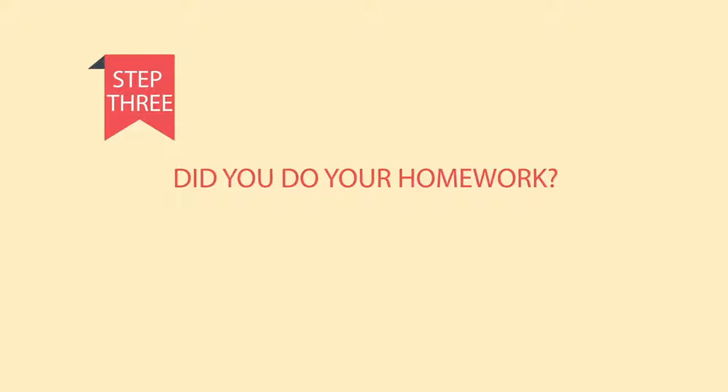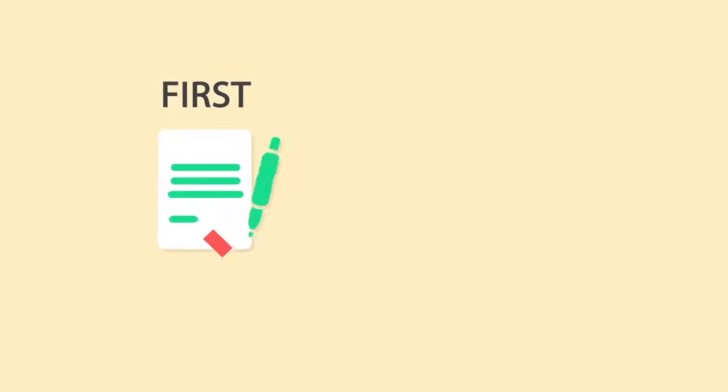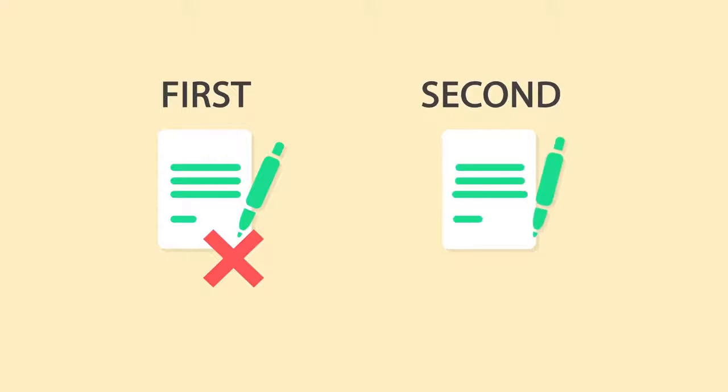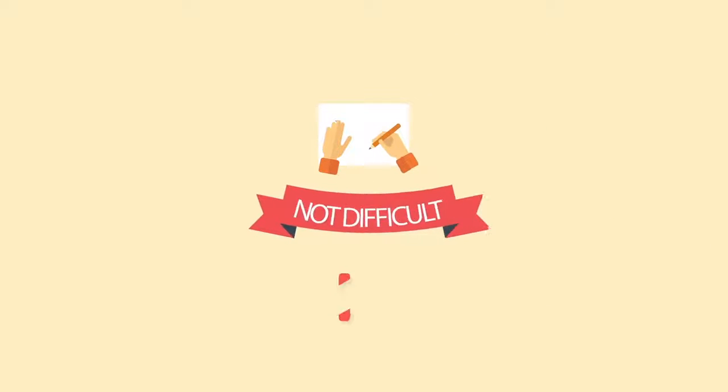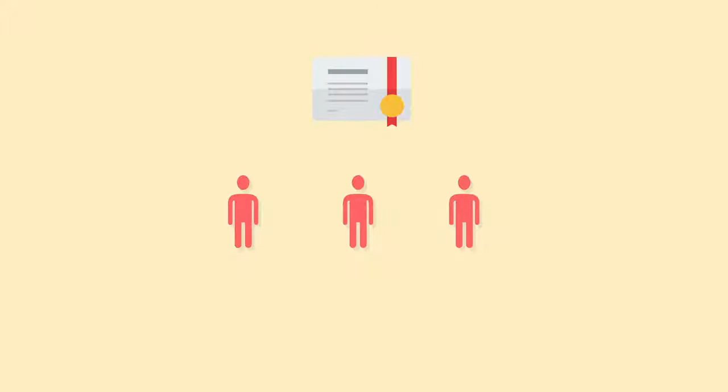Step 3. Did you do your homework? Prove it by passing the party exam, covering everything you were taught in class. You can breathe easy if you fail the first time around, as you're allowed to have a second and final try. The exam itself is not difficult, if you're a good student. But because so many people apply for membership, you'll have to get a very good score to pass.